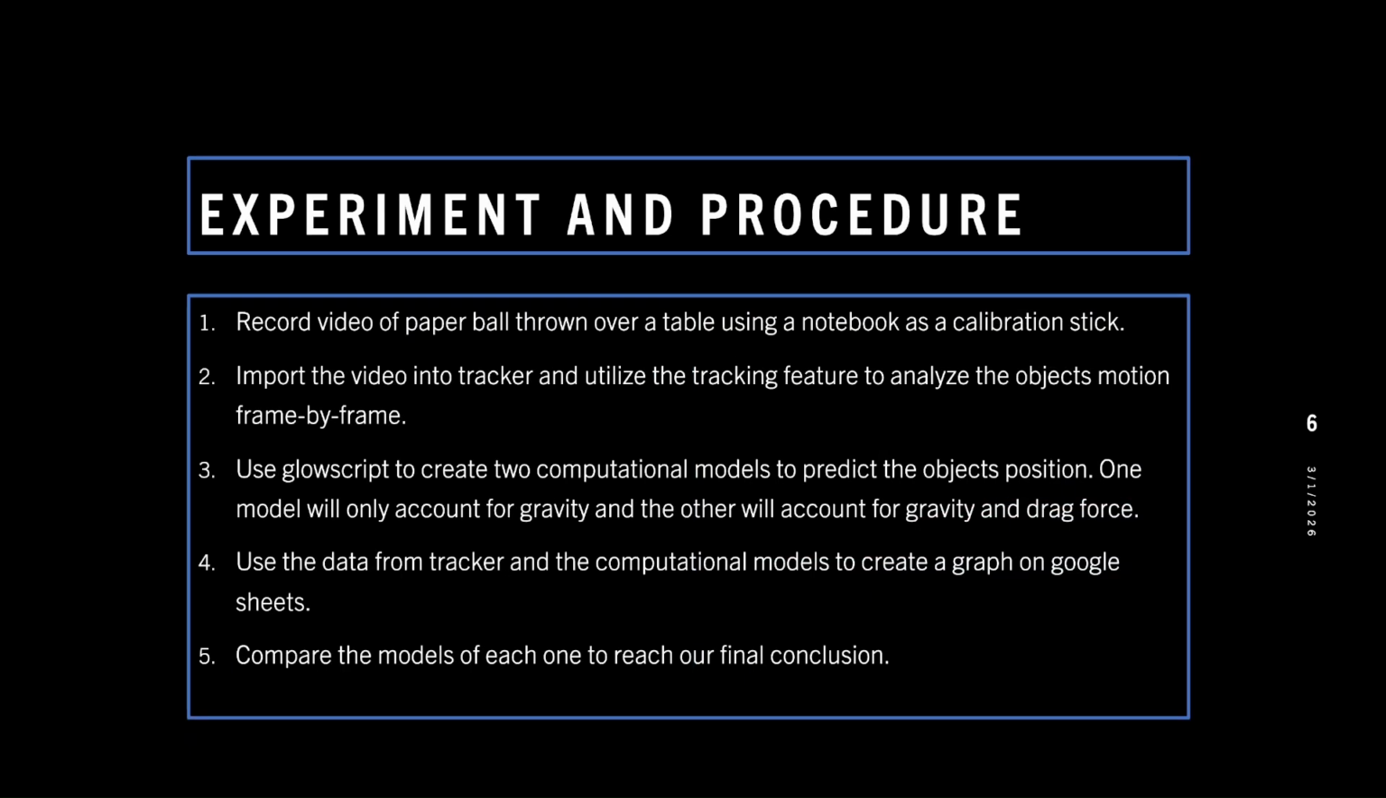My experiment procedure: First, I recorded a video of a paper ball thrown over a table using a notebook as a calibration stick. Then I imported the video into Tracker and utilized the tracking feature to analyze the object's motion frame by frame. Next, I used GlowScript to create two computational models to predict the object's position. One model will only account for gravity and the other model will account for both gravity and drag force. And using the data from Tracker and the computational models, I'll create a graph on Google Sheets and compare the models of each one to reach a final conclusion.